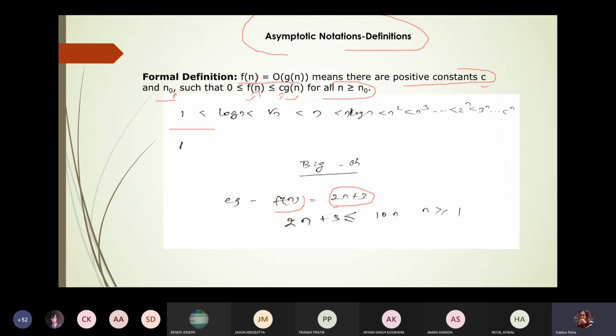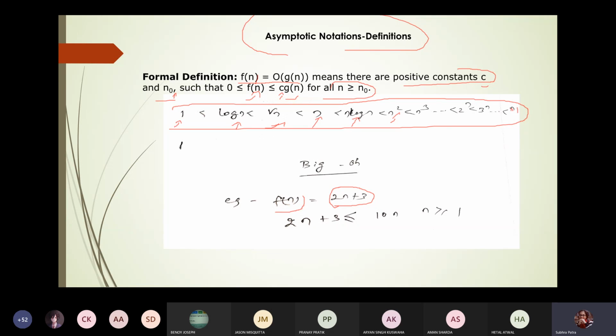This is the notation which gives you, starting from order of 1, then log n, which is greater than that, then root n, which is greater than log n, and then log n square. These go on till n factorial. So this is basically the order, and you can have many more orders in between. There is also n log n already. So this is basically the order.